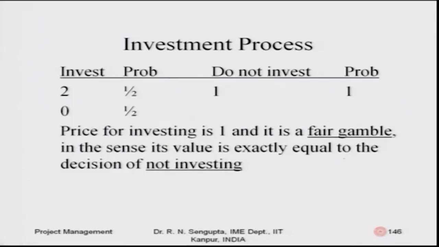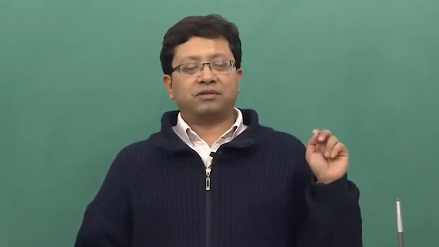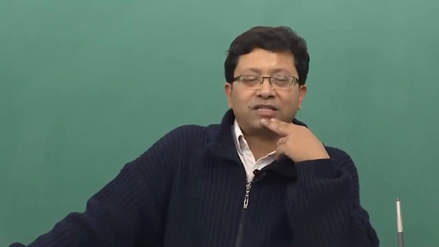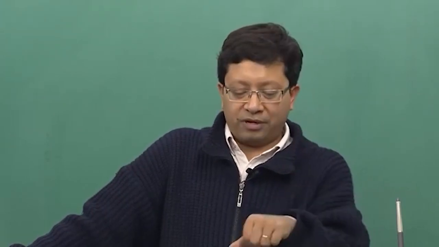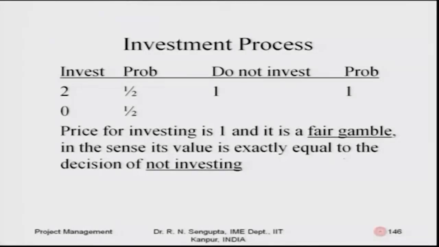Consider that I am playing a game with you, and there are 2 outcomes. There is a coin, an actual unbiased Indian 5 rupee coin, with probabilities half and half. You invest some amount of money, and the net outcome is 2 with probability half, and with the other half you do not get anything.